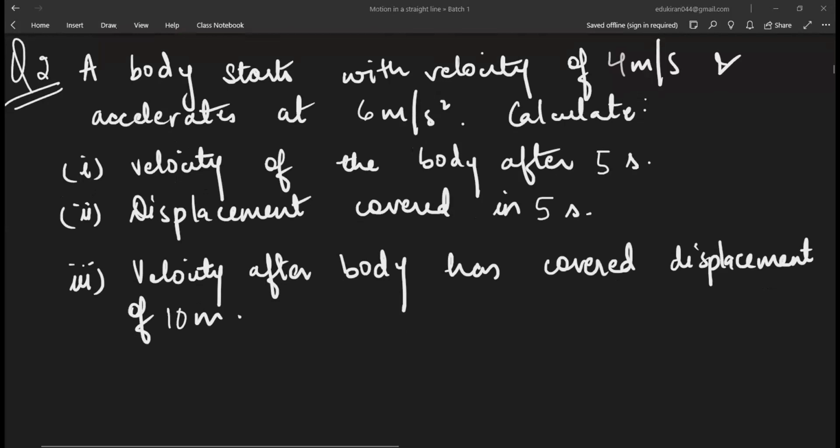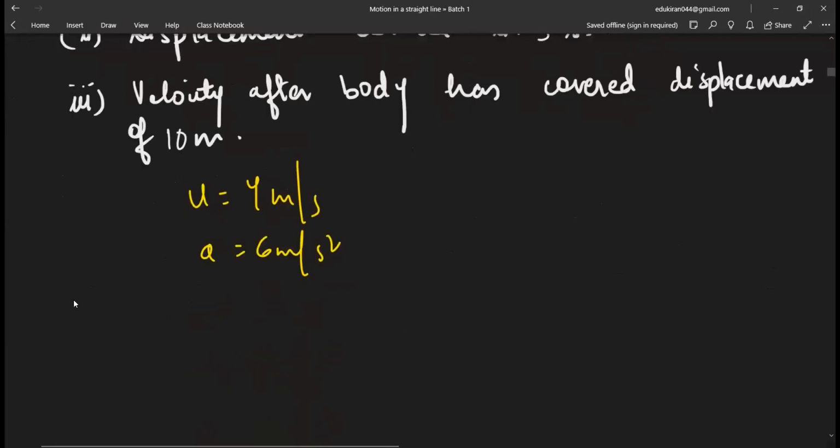All right, let us discuss. Hashid, Zainab, and Shaima have at least answered. Now this time you are given the initial velocity as 4 meter per second and the acceleration as 6 meter per second squared. You have to tell the final velocity of the body after 5 seconds in the first part. So again, you will use V is equal to U plus AT.